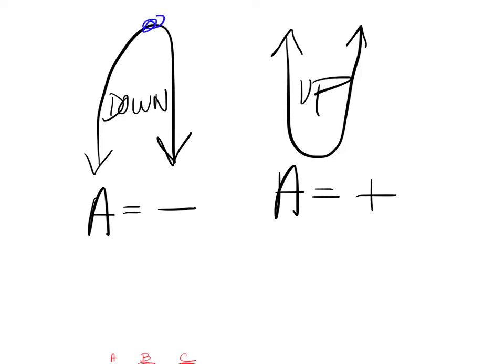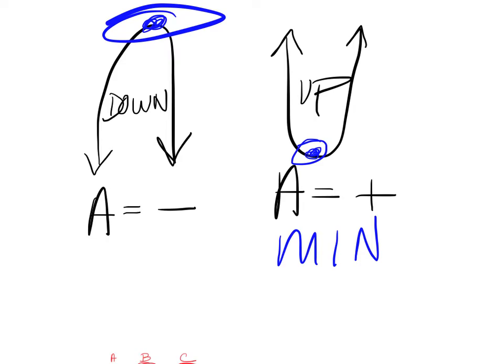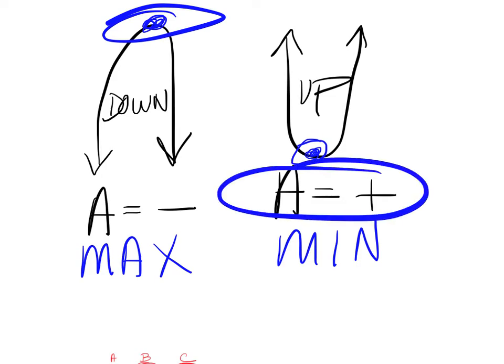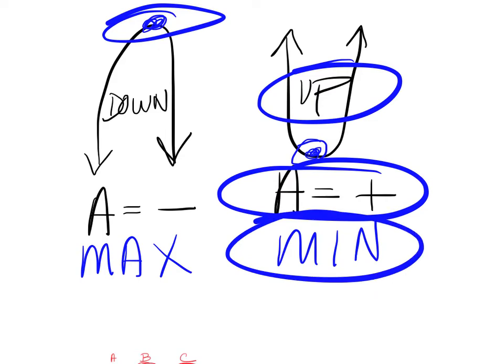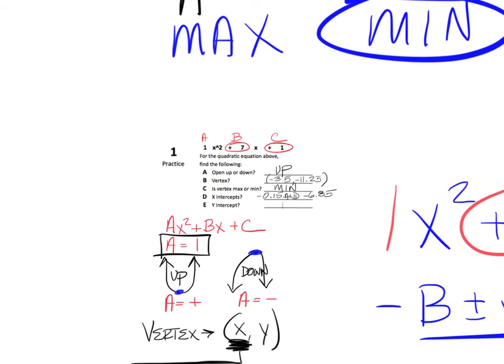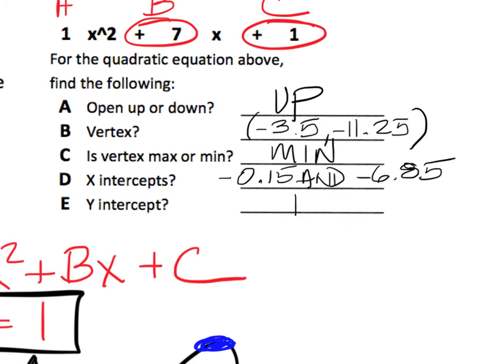Your vertex is here if it is opening down, and your vertex is here if it's opening up. Therefore, if your vertex is at the bottom of the graph like it is here, then it is a minimum. If it's at the top like it is up there, it is a maximum. In our example, we have an a value that is positive. Therefore, it opens up and we have a minimum value. And that's why we plugged it in here for our answer list.